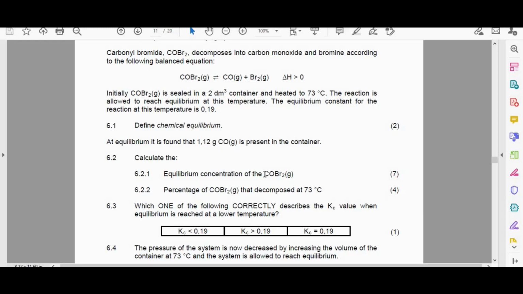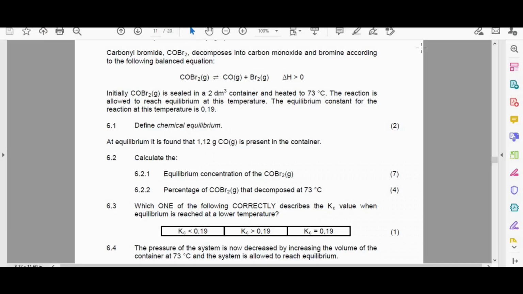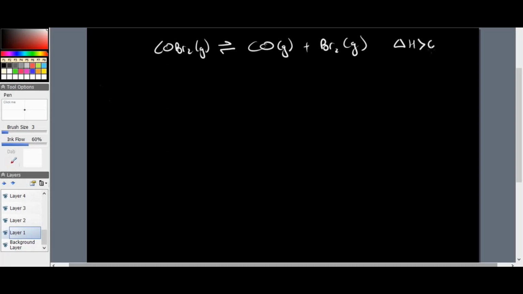So I'm just going to set the question up and write down the reaction. The reaction we got was COBr2, and it gave us carbon monoxide plus bromine. That was also in the gas phase. And they said enthalpy was greater than 0? Yes, it's greater than 0. Looks like an endothermic reaction.